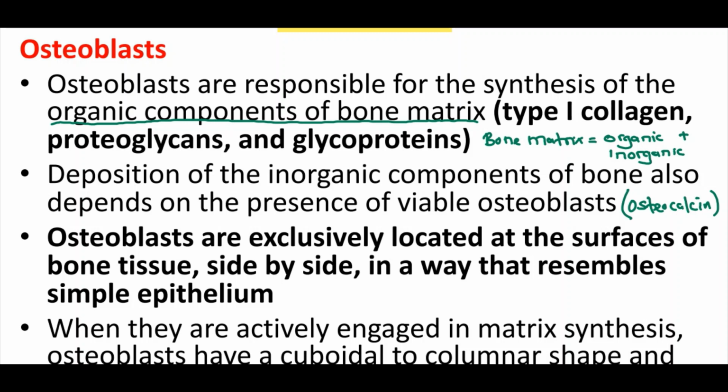Osteoblasts are exclusively located at the surfaces of bone tissue. So they're not located at the center of bone tissue, but in the peripheries of the bone, side by side. They line the outer part of the bone in a way that simple epithelium does. We know that epithelium lies on a basement membrane in a line. That's how osteoblasts are lined up on the surfaces of bone tissue.